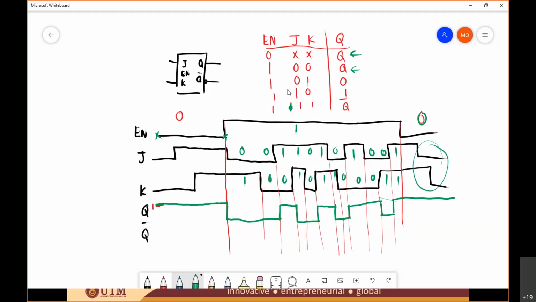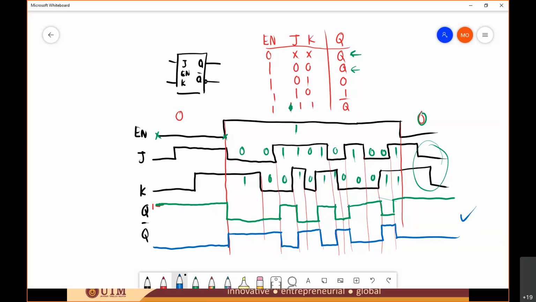Okay, what about Q bar? Bila Q bar, kamu complement je lah output Q ni. So since this is 1, dia akan started with 0. And yang ni akan jadi 1, 0, 1. Inverted je kamu punya Q tadi. Okay, so this is the output of your gated JK for both Q and Q bar.